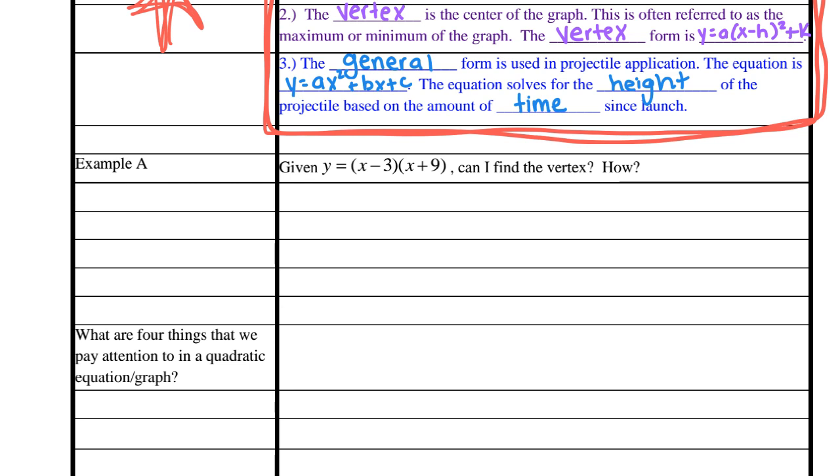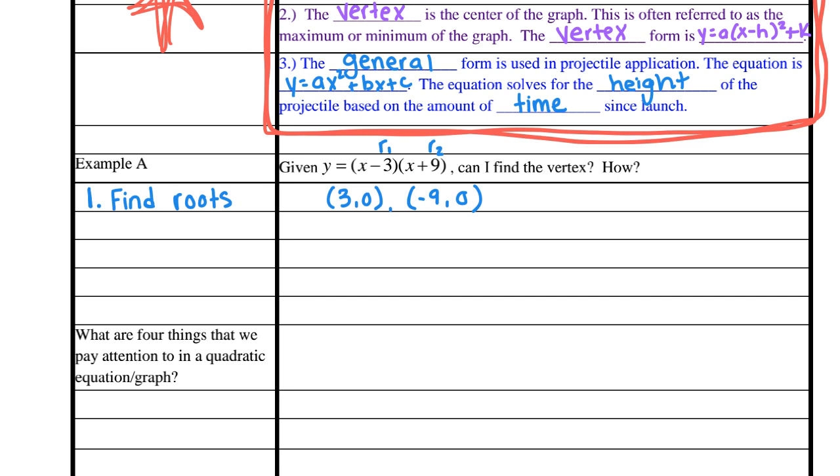Example A, given that y equals x minus 3 times x plus 9, can I find the vertex and how? This is just like the very last problem we did in yesterday's notes that we just kind of briefly looked at. So over on the left side, I'm going to write a few steps that you can follow to find the vertex given factored form. First, go find your roots. So if we're in factored form, remember this really tells us that this is r1 and r2. So we already know we have a root at (3, 0) and at (negative 9, 0). Remember, they really just change signs.